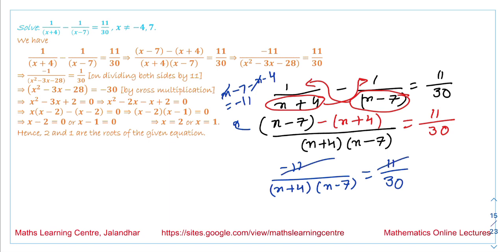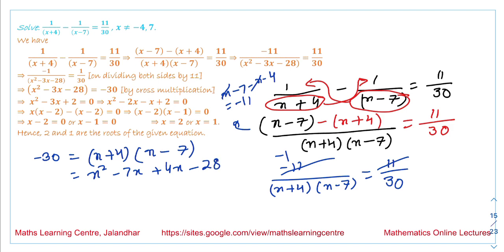This 11 gets cancelled and we are left with minus 1. So we get minus 30, that is equal to x plus 4 into x minus 7. On multiplying these we get x square minus 7x plus 4x minus 28. So it is x square minus 3x minus 28 and this is minus 30. So our equation becomes x square minus 3x plus 2 is equal to 0.